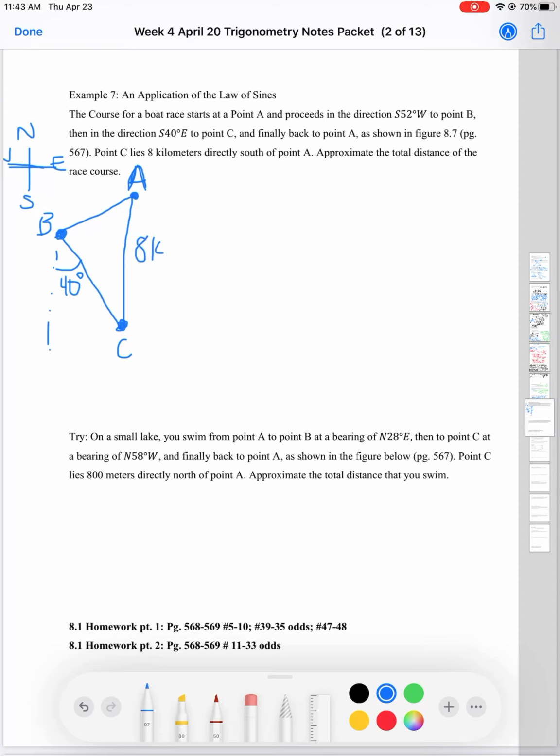Point C lies 8 kilometers directly south of point A. So we're going from A to B, from B to C, and then from C back to A. This angle right here was 52 degrees because it said that the bearing from A to B was 52 degrees. Now, it wants to know the total distance of the race in this course.